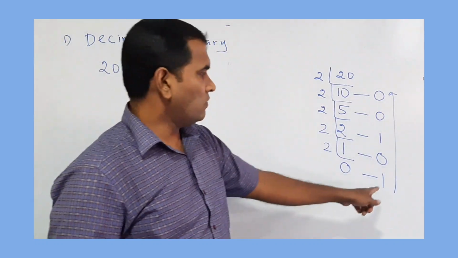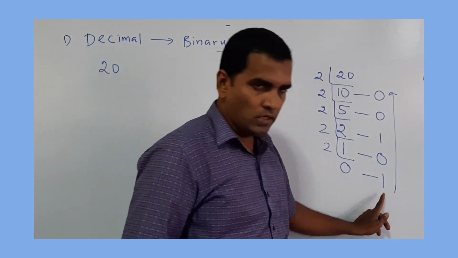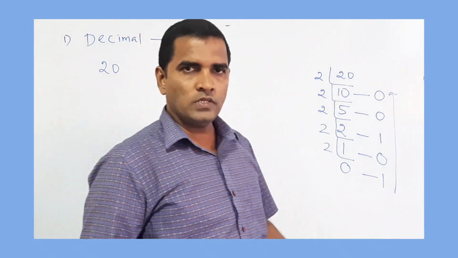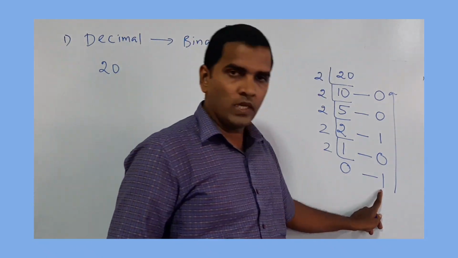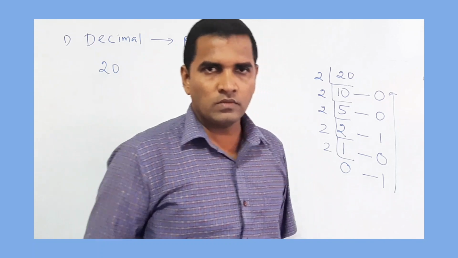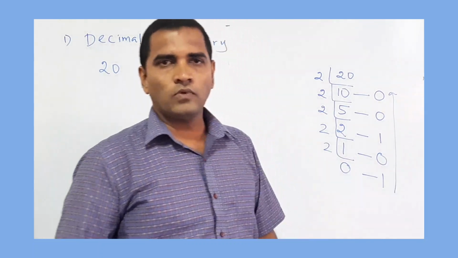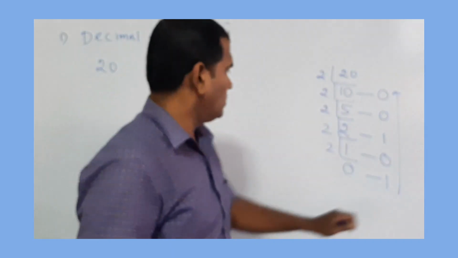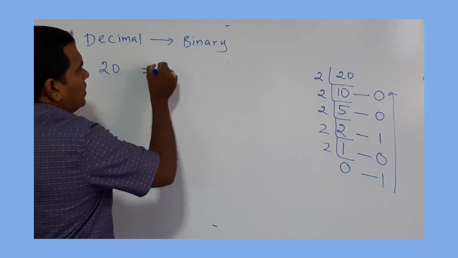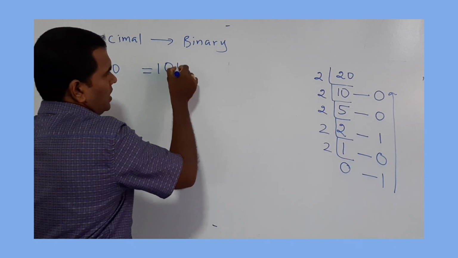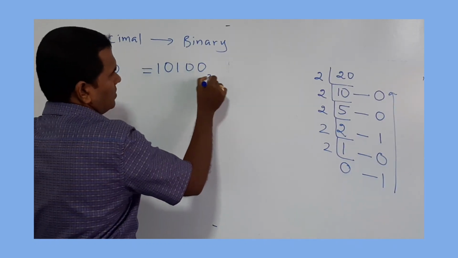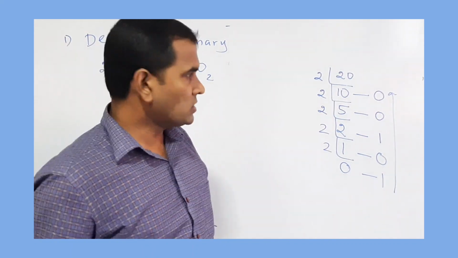So here when you write the answer, you have to write the remainders as the answer. But you must be very careful when you are writing the answers, make sure you write from the bottom to top. So here it is 10100 base 3. Right? So I just want to mention and explain again.